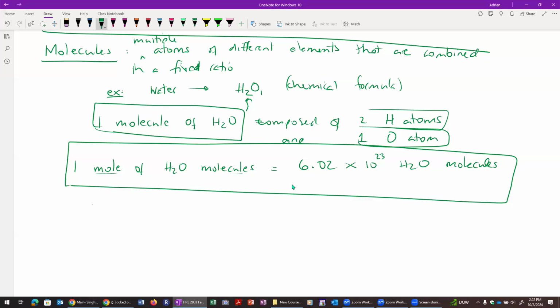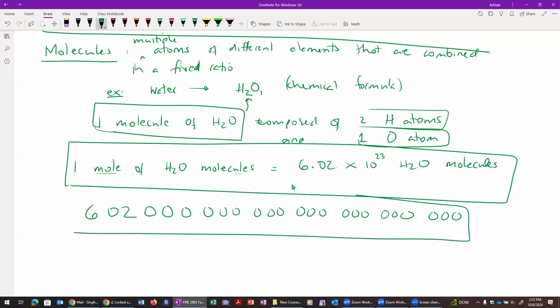And if you were to write that number out, by the way, it's 602, and then you would have 21 zeros. This is the actual number that 6.02 times 10 to the 23 refers to. So if you have a mole of water molecules, that's how many water molecules you have.